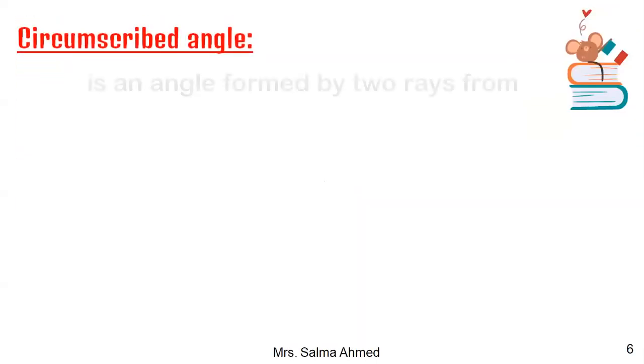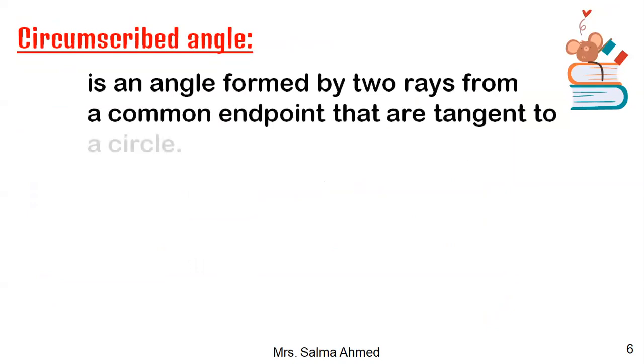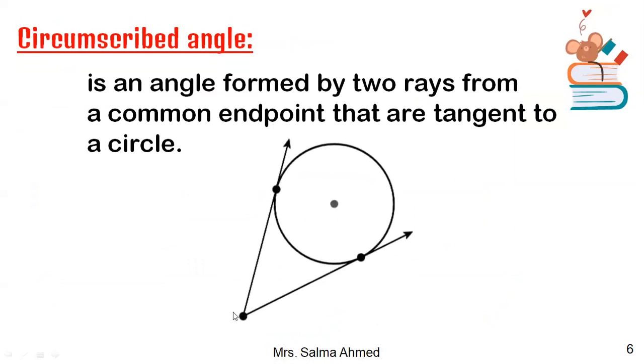Circumscribed angle is an angle formed by two rays from a common endpoint that are tangent to a circle. So here we have our circle, and I have two tangents or two rays from outside, and they are common at an endpoint outside of the circle. The angle included between these two rays is called a circumscribed angle. So here, this is the circumscribed angle.